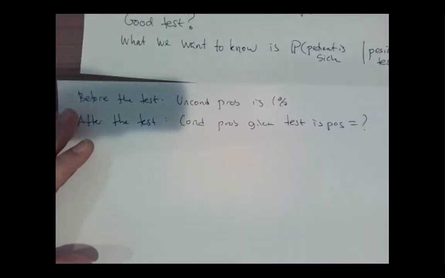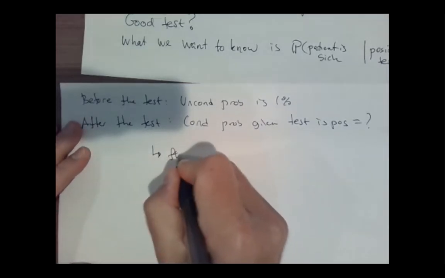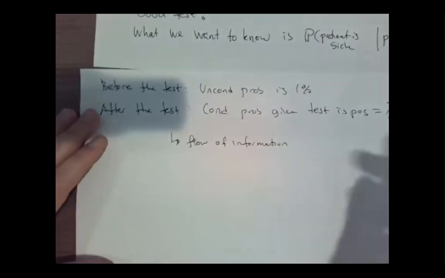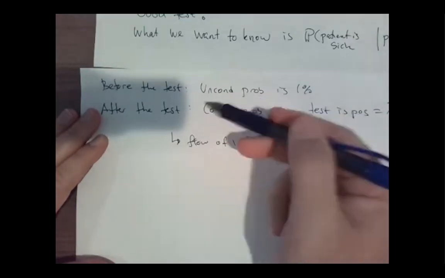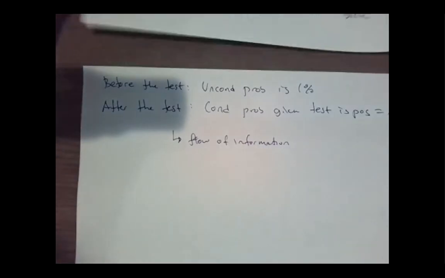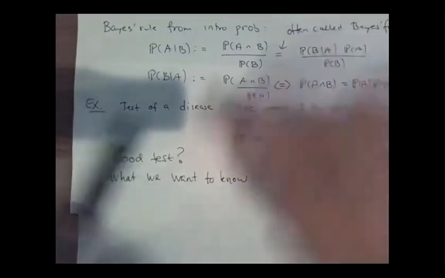Before you took the test, there was a 1% probability of you being sick from this disease. Now, what is the conditional probability after you tested positive? Again, you see there's a flow of information. There's a before, then you get a piece of information, and now you readjust your probabilities. So what is it in this particular example? Well, let's just plug in numbers. The numbers are not difficult to plug in.